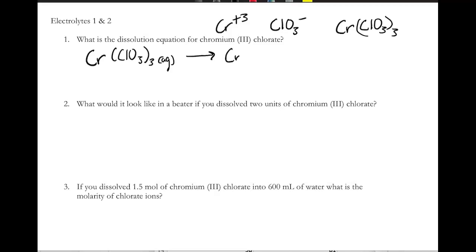And we knew that we had a chromium +3 ion. And then we have 3 of our chlorate ions. So we'll put that out front. And again, we'll write our AQ for aqueous. So that is our dissolution equation.